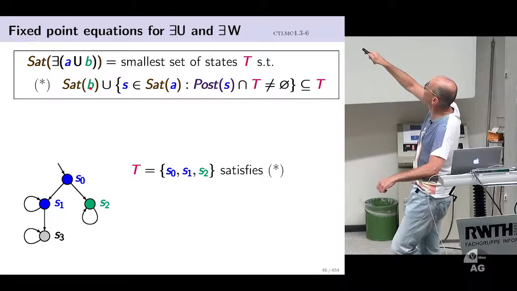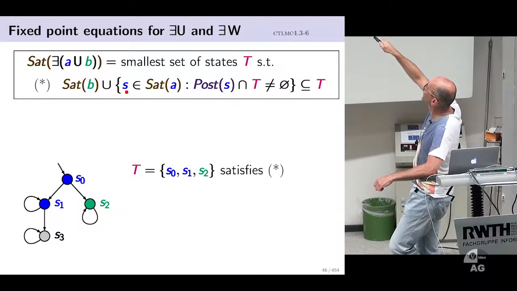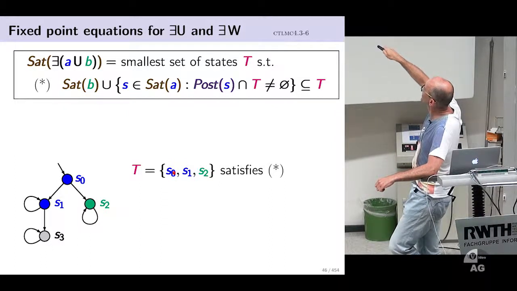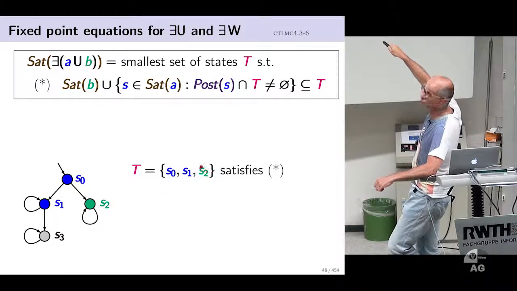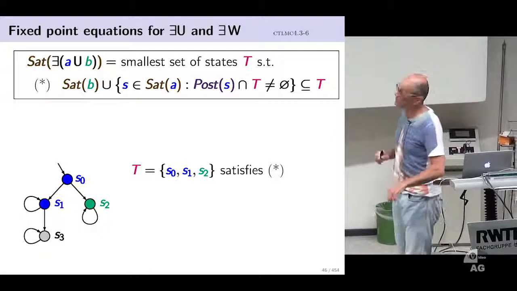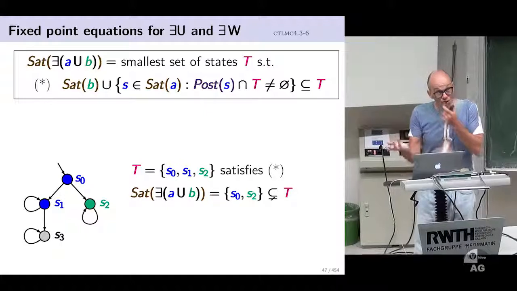We have to include all the B states, right? That's S2, and we have to include all the green states, and we have to include all the blue states, which is S0, S1, which have a direct successor into T. Now, if this is T, S0 has a direct successor into T because it can move to S2, for instance, and S1 because of the self loop. So this satisfies this criterion. But it's not the smallest set.